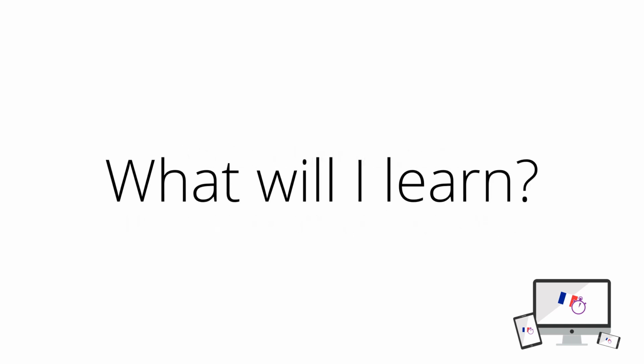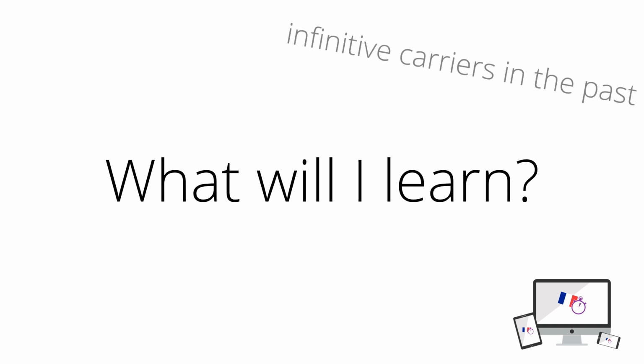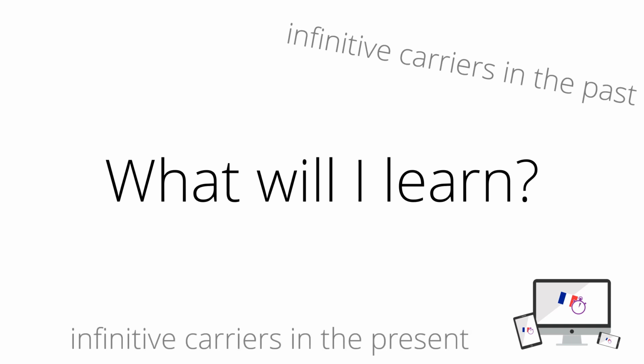What will I learn? In Course 9, we're going to be looking at some infinitive carriers in the past tense. Infinitive carriers are just verbs that you can put other verbs after. You'll notice that they don't use the same past tense that we've been learning, though. They have their own special form. We'll also be looking at these infinitive carriers in the present tense as well. Specifically, the verb savoir, which means to know, has some differences in how it's used in French to how it's used in English, so we'll be exploring that.